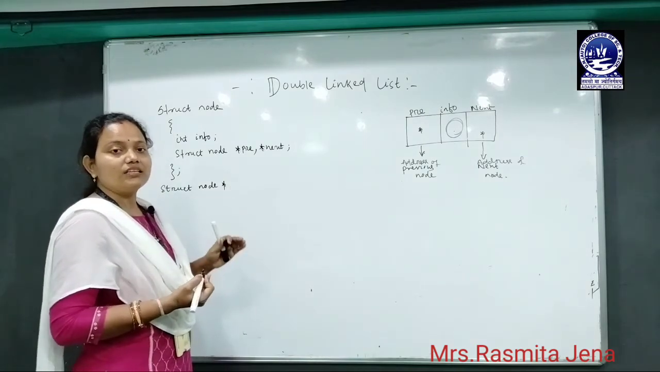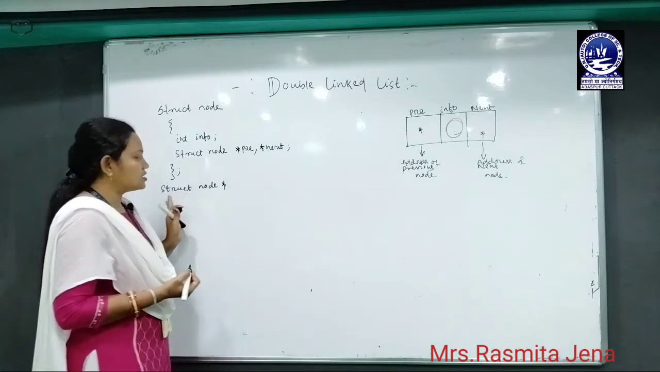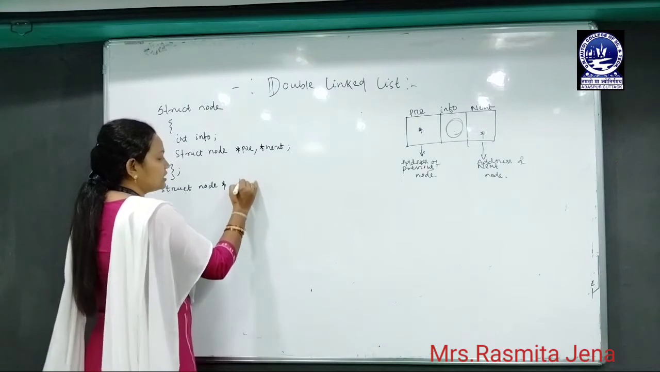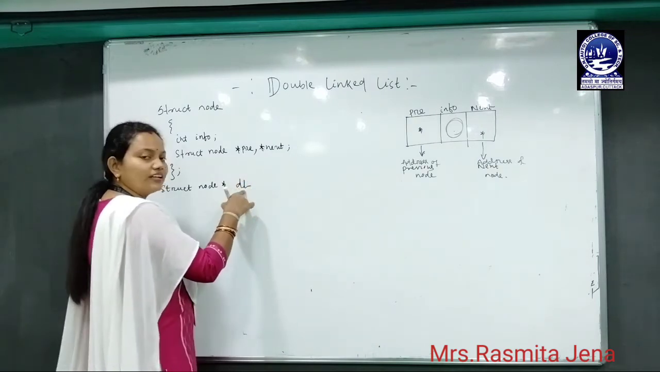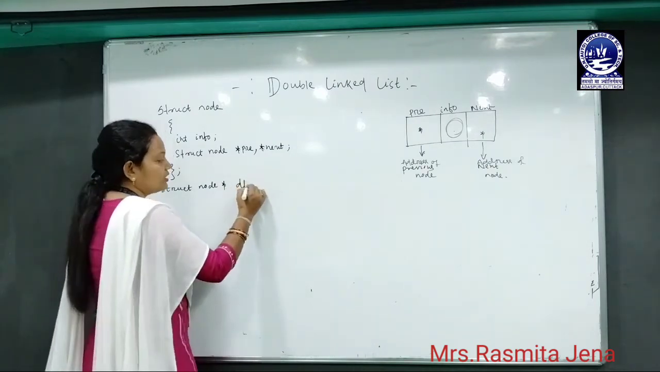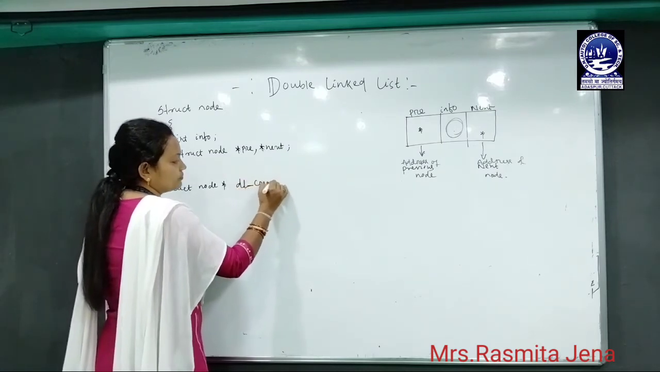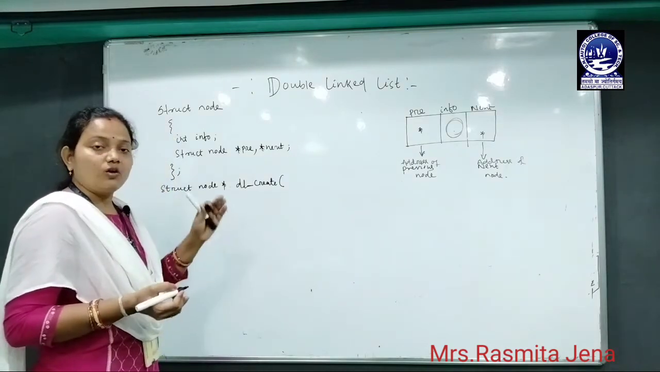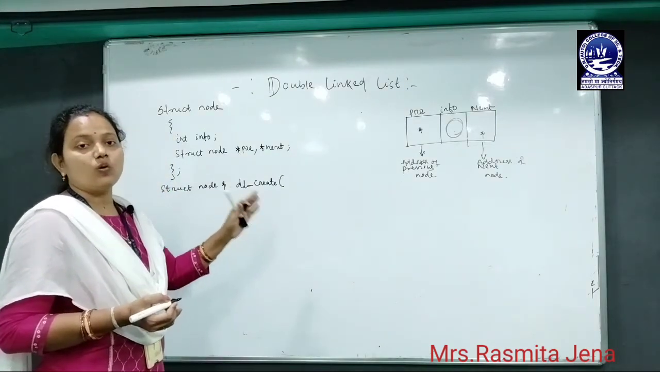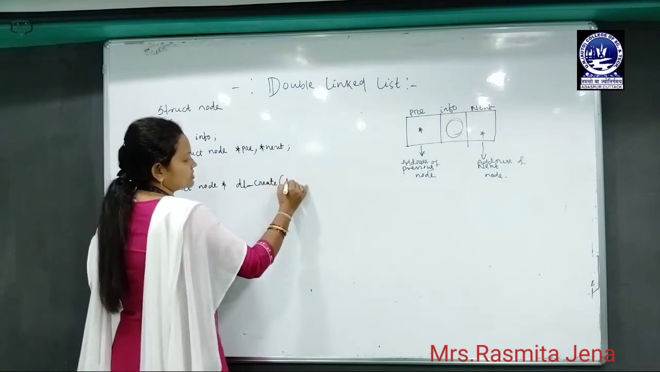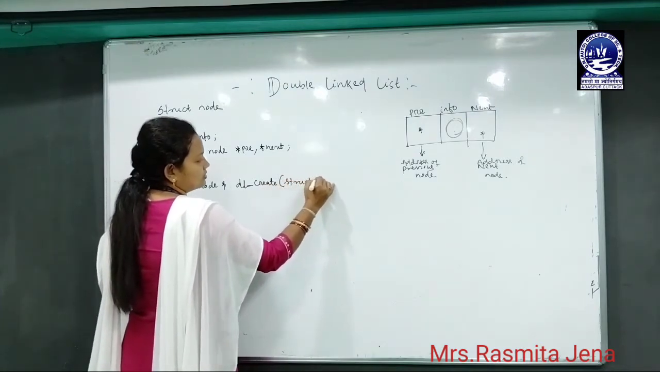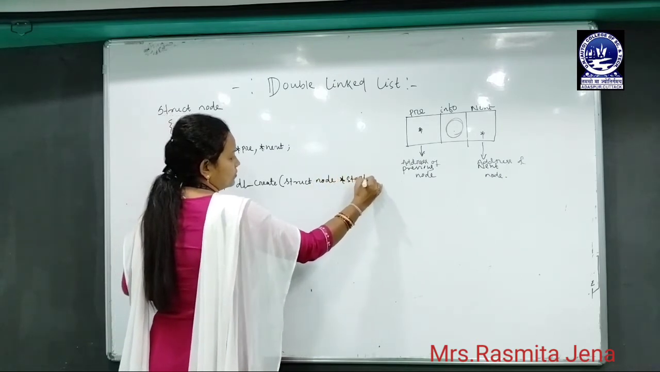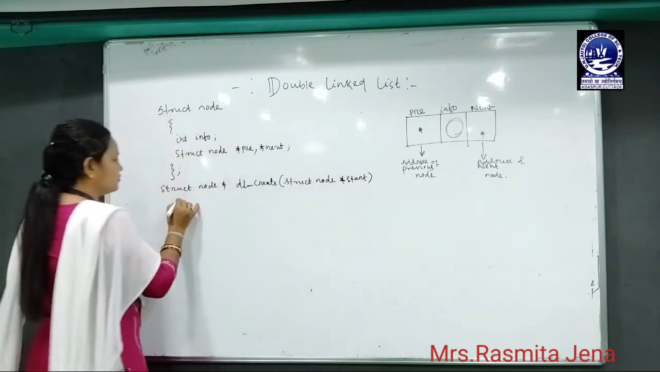As it is returning the address of a node, the data type is struct node star, and the name of the user defined function is DL, that is double linked list. You can specify any name, DL_create. And like a single linked list, it always receives the start node address. So it will receive struct node star start. Okay, this is the function.